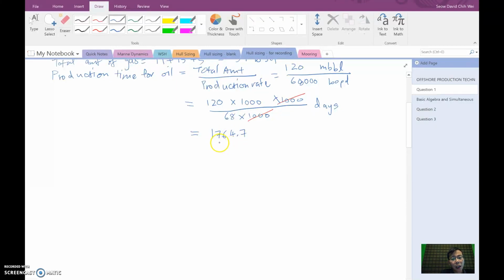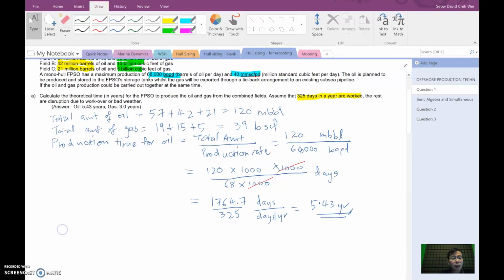1,764.7 days, and in a year we have 325 days per year, right? Days per year. So this will work out to be 5.43 years. So if you look at it, this is the field life in terms of oil production. So next, let's look at the gas production.